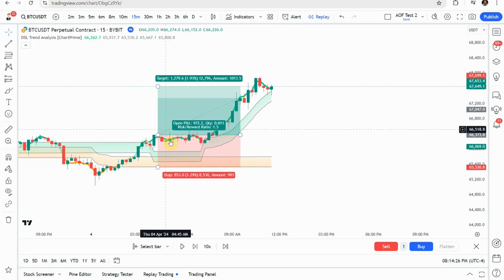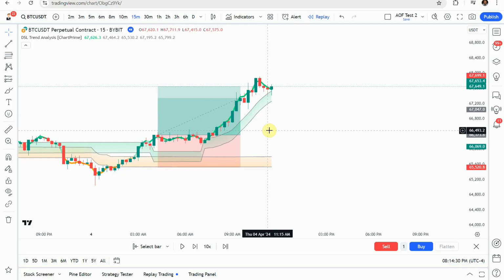Alright, kind of similar. We just bounce around there for a moment, then we make this really nice push to the upside, getting us to take profit once again. Alright, so that puts us at the end of the testing right there.